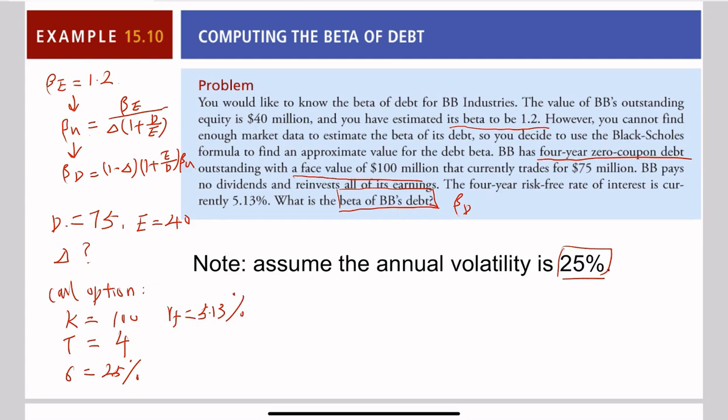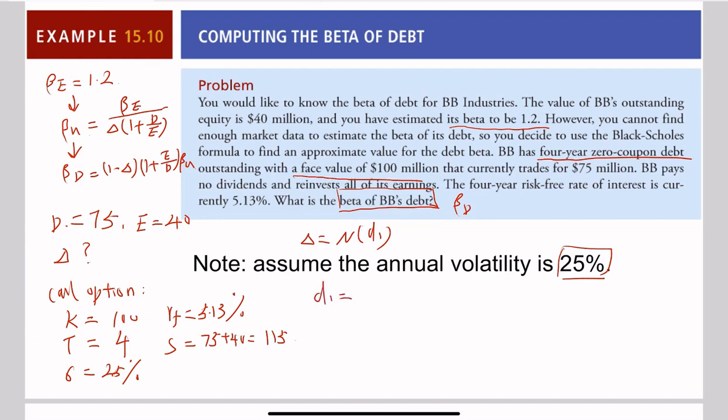And we need the so-called stock price. But here, we are dealing with the firm's asset. So the stock price in the Black-Scholes formula should be the firm's market value of assets, which would be D plus E. So it's 75 plus 40. It's 115. And we know that delta equals N(d1), right? So the key here is to find out d1.